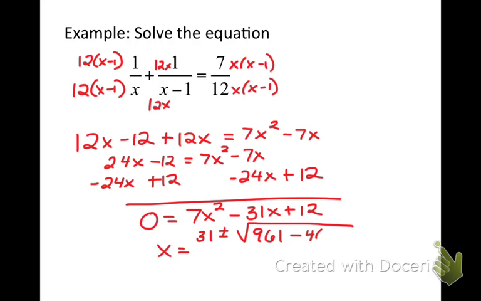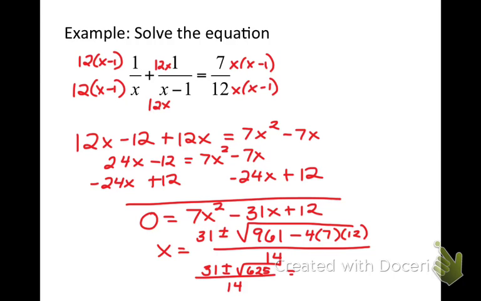Minus 4 times my a, which is 7, times my c, which is 12, all over 2 times my a, which would be 14. All right, so now I'm going to use my calculator to find my discriminant. 961 minus 4 times 7 times 12 is, ooh, that's nice, 625. Yeah, it's going to be 25. It's a perfect square. So we get 31 plus or minus 25 over 14.